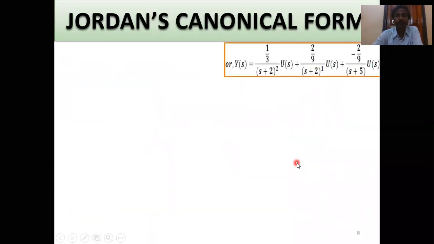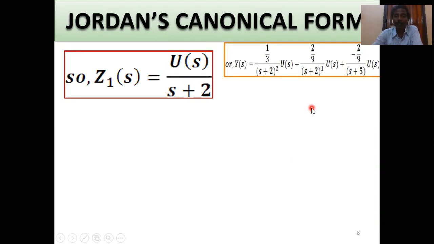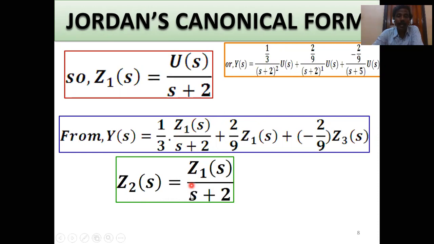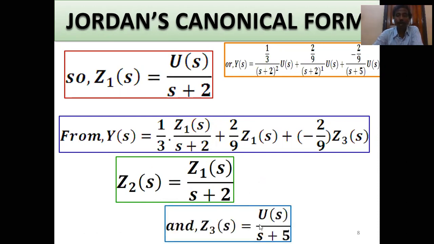Then next step, in this situation, Z1(s) equals U(s) by (s plus 2). This is the Z1(s) value. Then, multiplying, Z2(s) equals Z1(s) by (s plus 2). This is the Z2(s) value. And Z3(s) equals U(s) by (s plus 5). So Z1(s) equals U(s) by (s plus 2), Z2(s) equals Z1(s) by (s plus 2), and Z3(s) equals U(s) by (s plus 5).